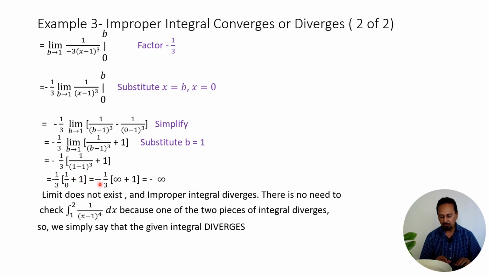So now we have negative 1/3 times 1 over 1 minus 1 cubed plus 1. 1 minus 1 is 0. So we have negative 1/3 times 1 over 0 plus 1. 1 over 0 is infinity, and infinity plus 1 is infinity also. When you multiply by a negative number, it becomes negative infinity. So since the answer is negative infinity, we can say the limit does not exist and the improper integral diverges. There is no need to check the second integral from 1 to 2 of 1 over x minus 1 to the 4 dx, because one of the two pieces of the integral diverges. So we simply say that the given integral diverges.